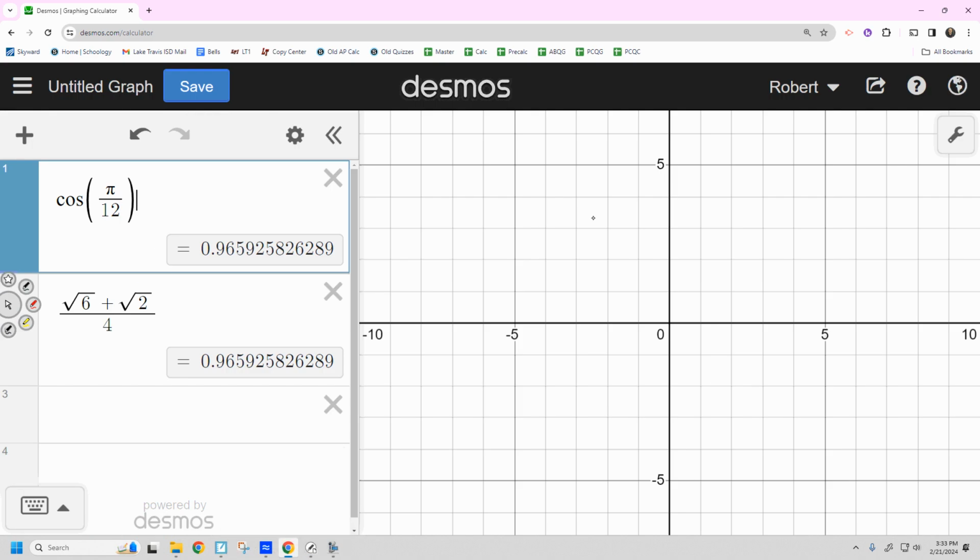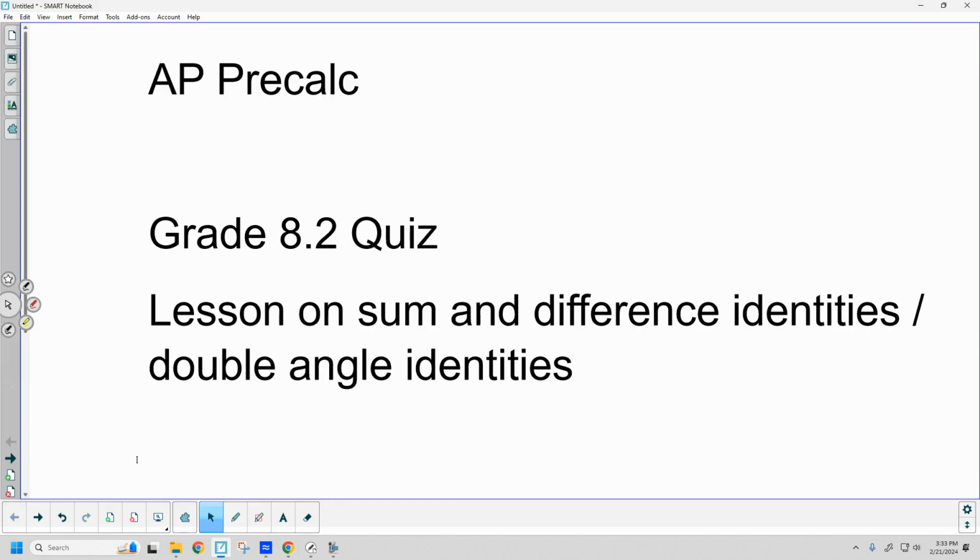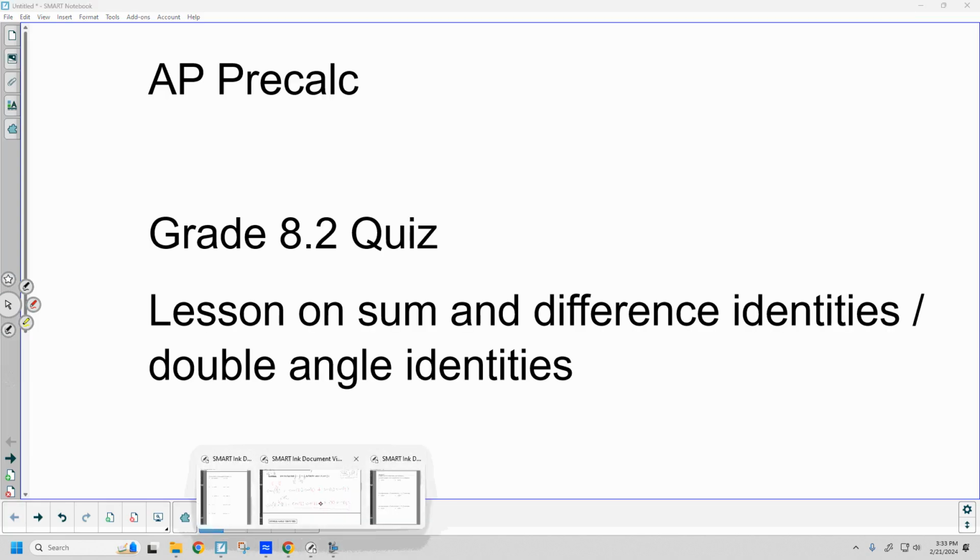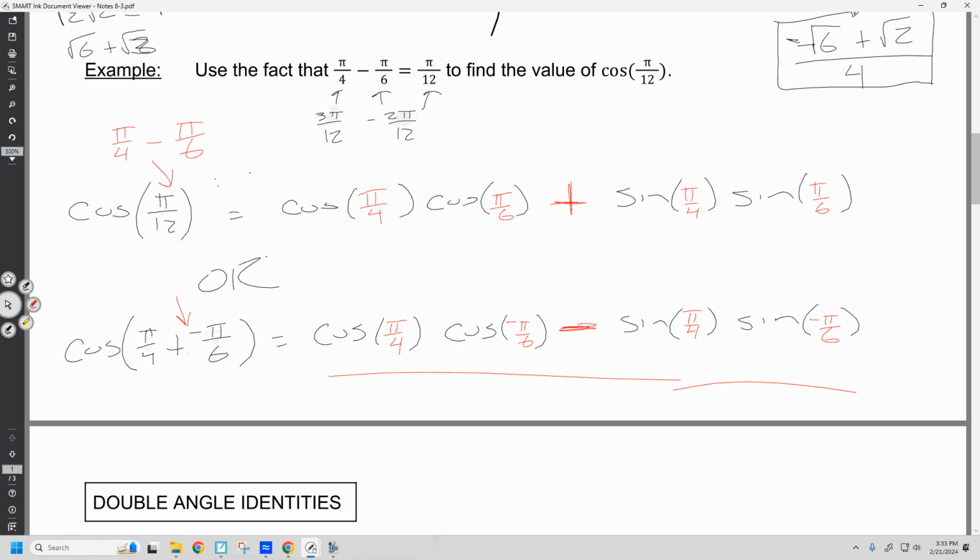Your answer is root 6 plus root 2 over 4, which is 0.9659. It's very, very close to 1, but not equal to 1. Okay? So we got root 2 over 2, root 3 over 2, plus. It started with a minus, it becomes a plus. Root 2 over 2, and then this is a half. So this is root 6 over 4 plus root 2 over 4.